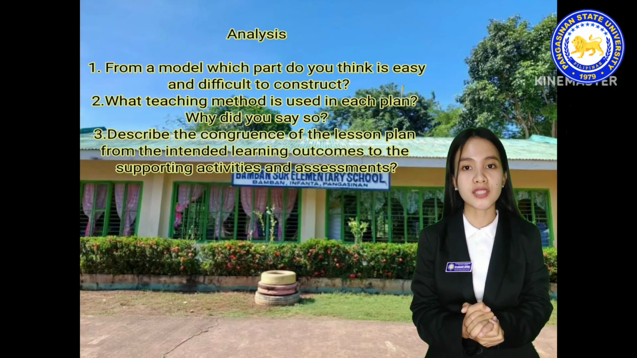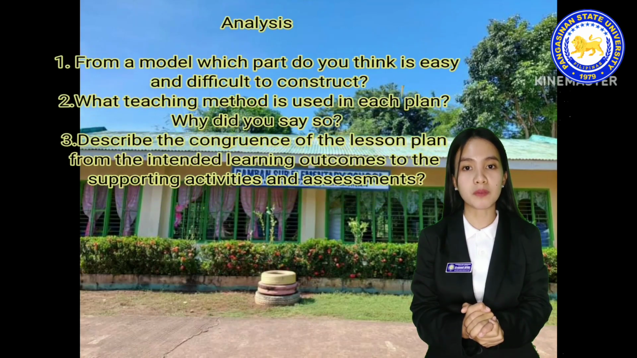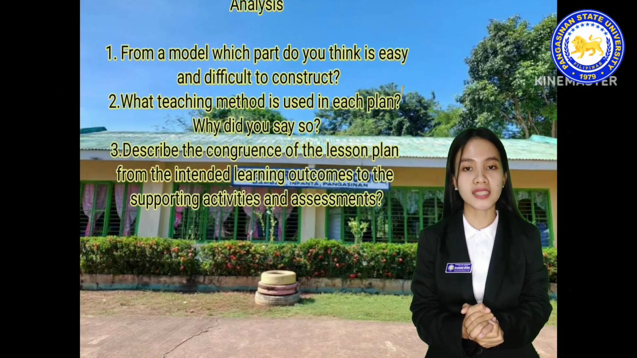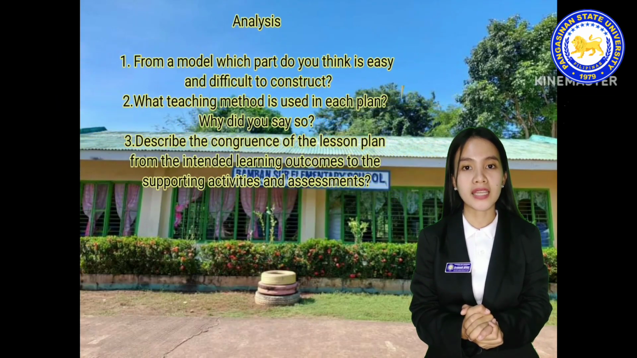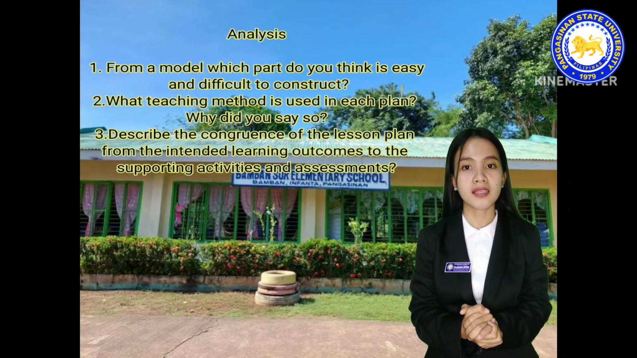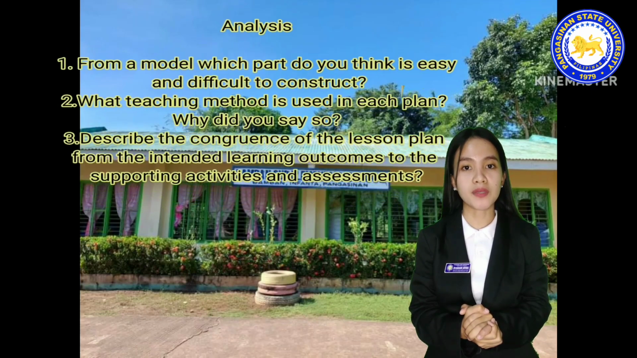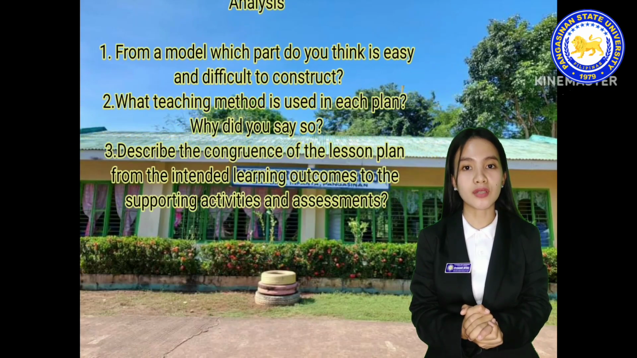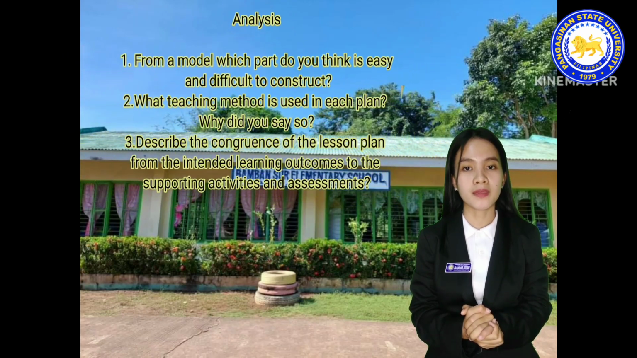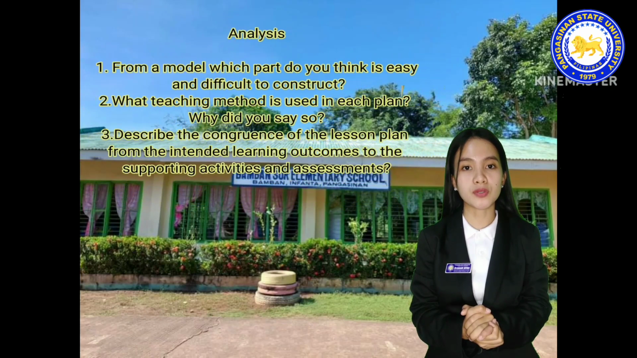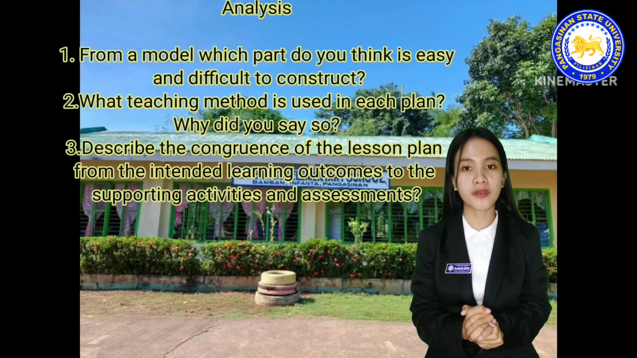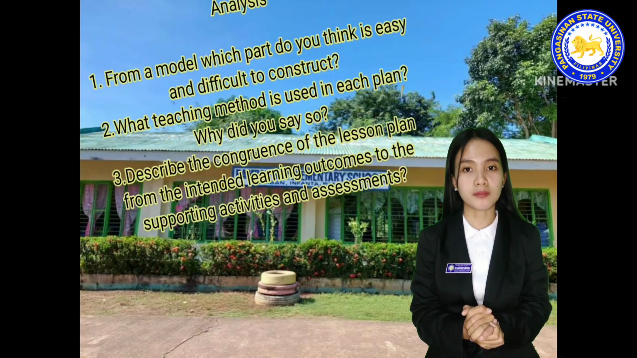Number 3. Describe the congruence of the lesson plan from the intended learning outcomes to the supporting activities and assessments. Aligning activities and assessments reduces wasted time by allowing students to focus on skills that are relevant to the learning outcomes or objectives. By providing a table for the module, instructors can ensure that the course objectives are clearly defined at the start of the program.